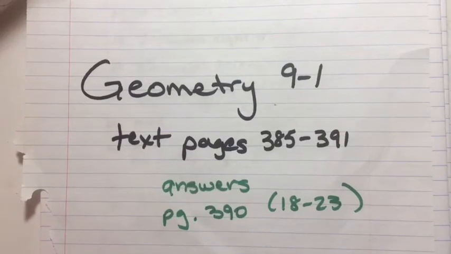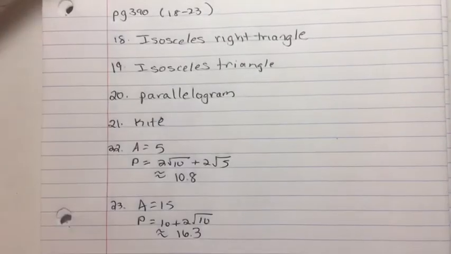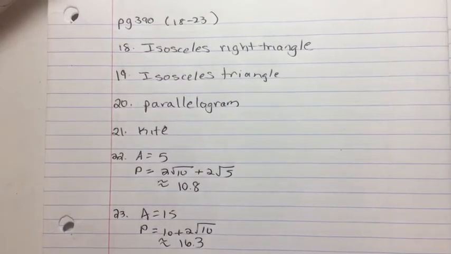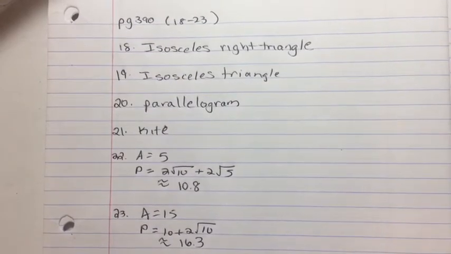Okay, let's go over the answers to the 9-1 homework. 18 was an isosceles right triangle. 19 was an isosceles triangle, but it was not right. 20, it was just a parallelogram, no specific name. 21 was a kite. 22, area was 5.